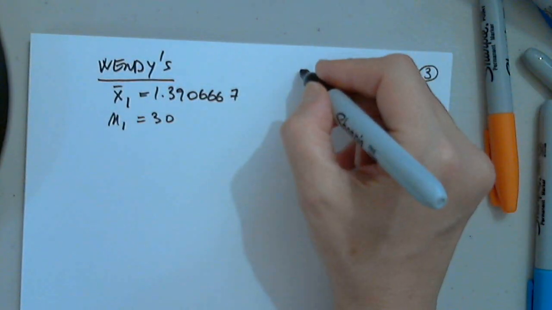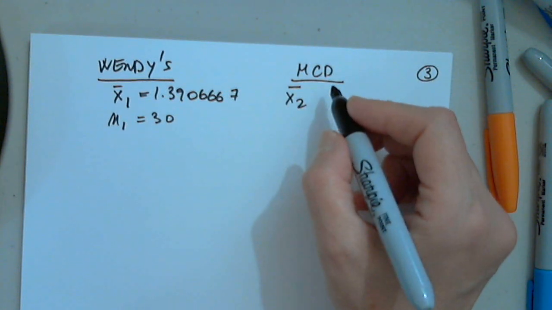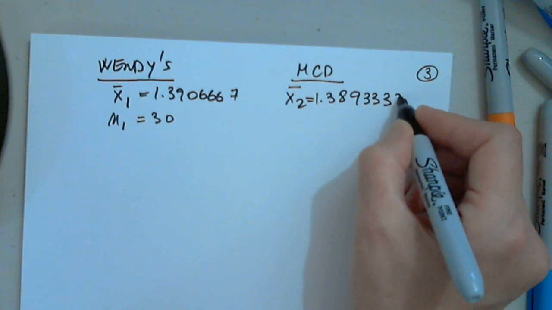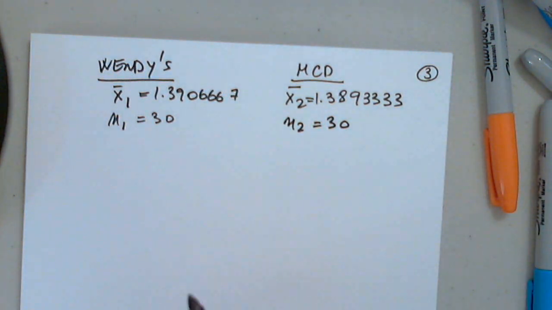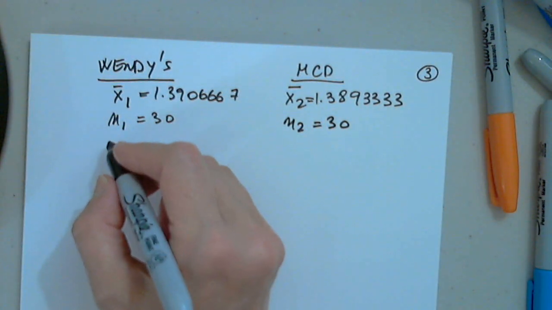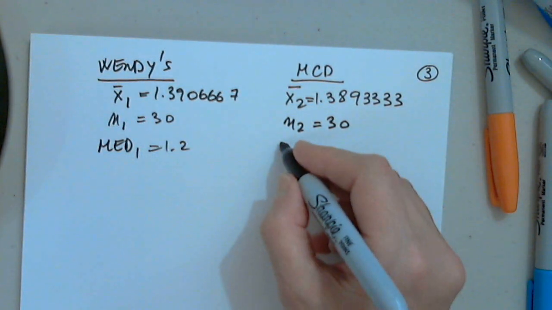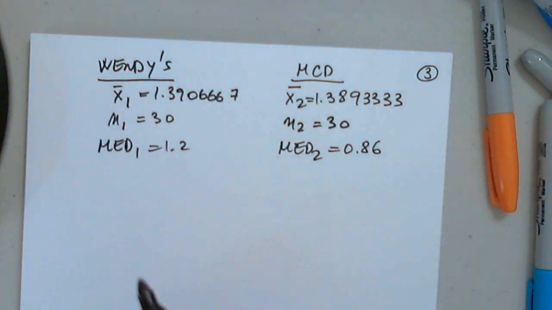I'm going to stop sharing and you can see this in a second. And the McDonald's X2 bar, which is 1.3893333, of course with n2 also 30. Then I'm going to record the median for sample 1, which is 1.2, the median for sample 2, which is 0.86. And as you see, we have multiple modes for Wendy's and no mode for McDonald's.